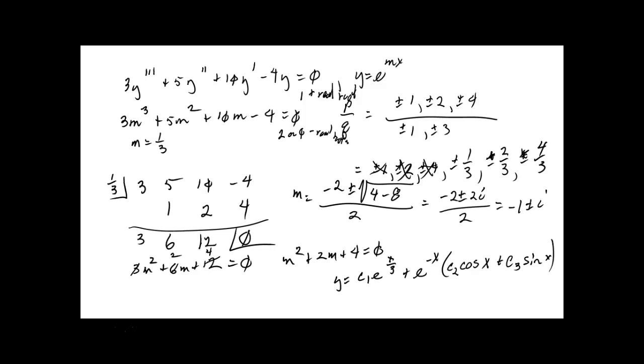Y is equal to C1 e to the x over 3 plus... oh, wait. Oh, yeah, I got it right. e to the minus x times C2 cosine. Whoa! Where did they get square root of 3? They kept that 3 in there for some reason. And is that... We factored it wrong.